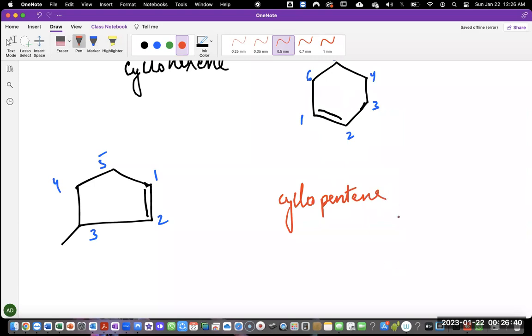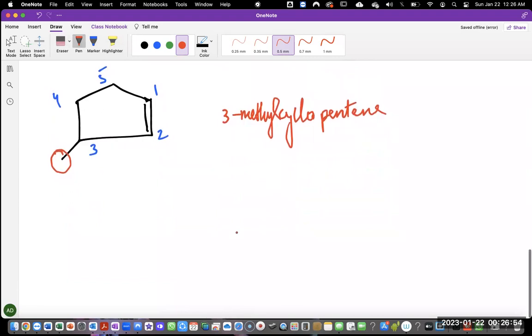Now, where is the methyl sitting? The substituent, this methyl, is sitting at number 3. So it's a 3-methylcyclopentene, okay? I hope that is making sense, okay?